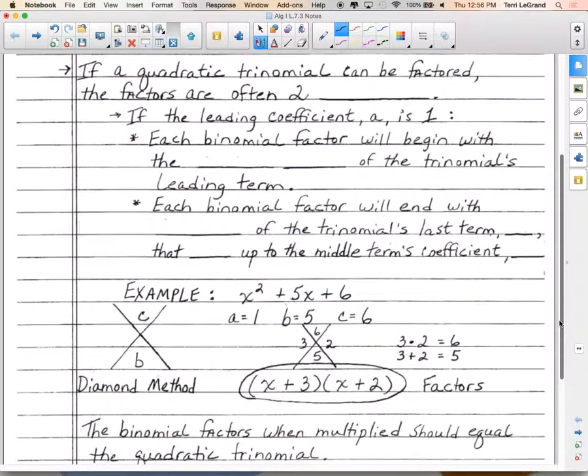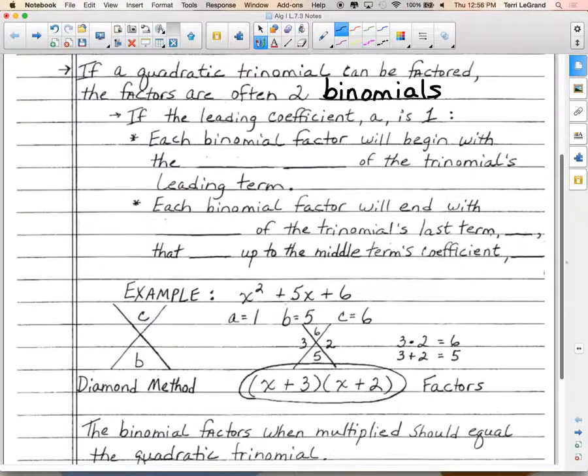If the quadratic trinomial can be factored, in other words, sometimes quadratic trinomials cannot be factored, but in your homework, all of those that you have assigned to you can be. So we're not going to assign you problems that you can't factor because then you won't get the practice. But we have to make sure that we understand that not all of them can be, and often when they can be, they can be factored into 2 binomials. They will have 2 binomial factors.